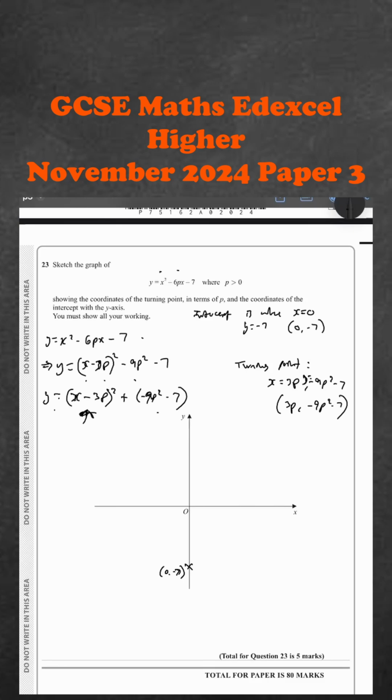So that could be anywhere on this graph, really. It doesn't have to be perfect, but you just need to make sure. I'll just put it here. I'll just call this (3p, minus 9p squared minus 7). And then we will draw a nice smooth curve. It's not the smoothest. As long as you get the shape right and your turning point looks about right, you'll get the mark in the answer.